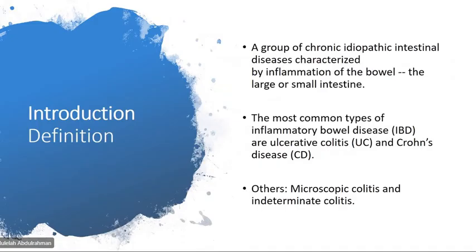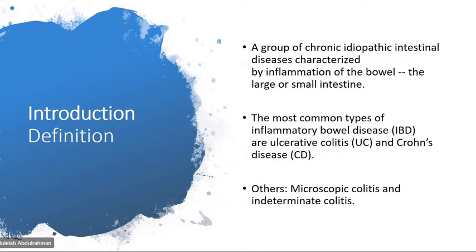So when we talk about inflammatory bowel disease, we're talking about a group of chronic idiopathic intestinal diseases characterized by inflammation of the bowel, the large or small intestine. Remember, the definition usually helps you identify the diseases. We're talking about chronic, non-acute diseases, so the patient should have at least 4 weeks of ongoing symptoms. And they are idiopathic. If there is an explanation for the inflammation, like vasculitis or infection, then this is not idiopathic and is not characterized as IBD.